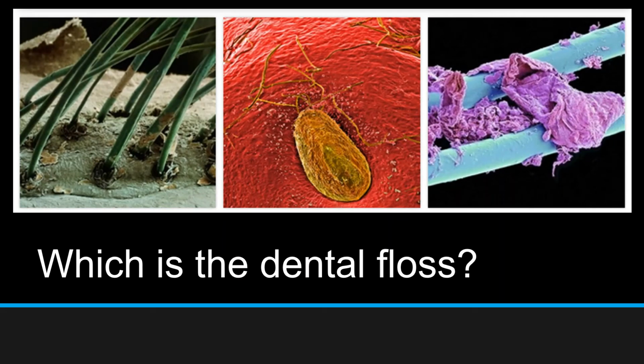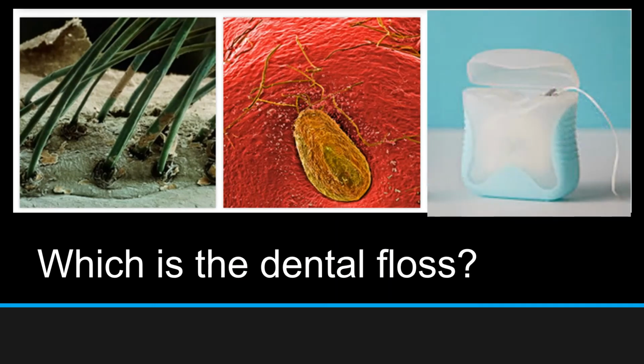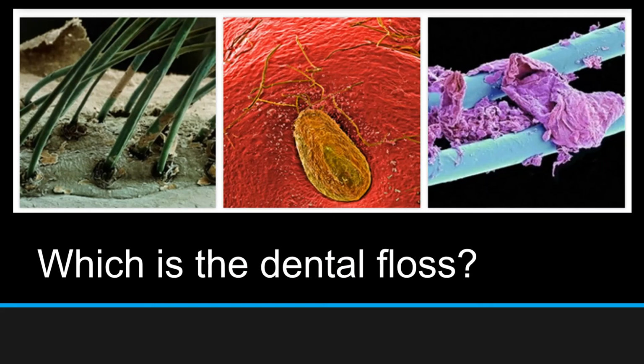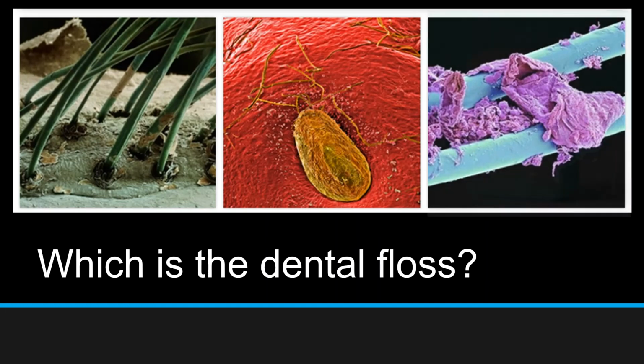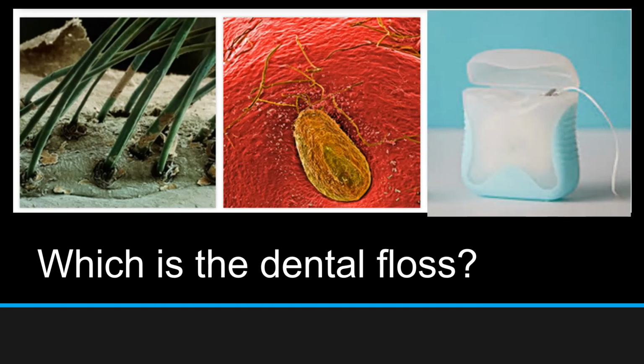Which is the dental floss? The floss, like the thin strips that you put in between your teeth to get everything out from between your teeth. Which one of these is the dental floss? It is that one on the end there. If you have a proper look, you've got the dental floss there. It is number 3.